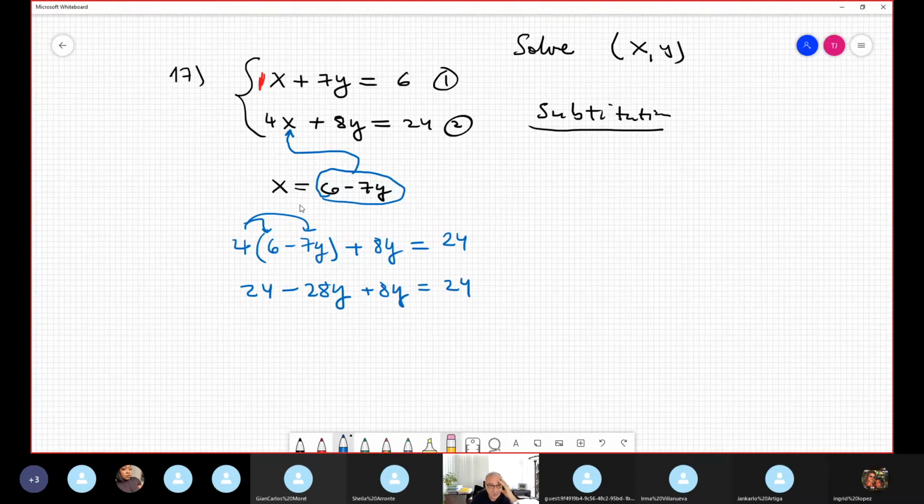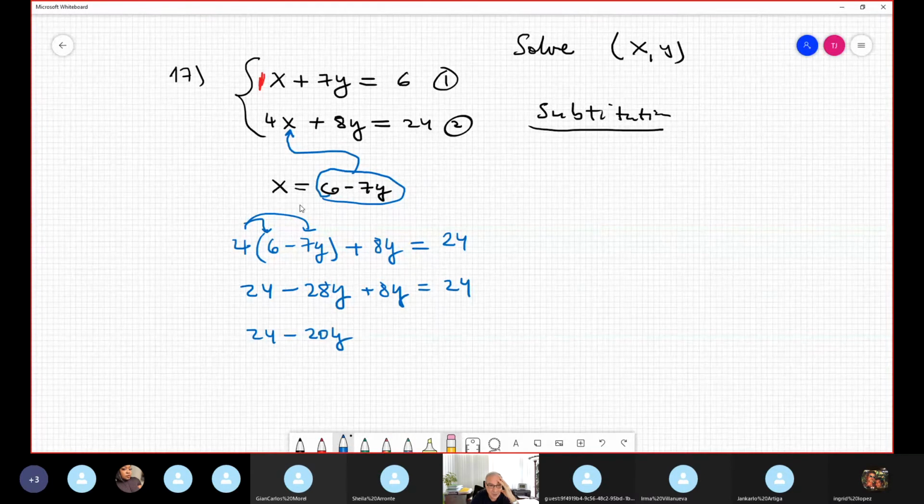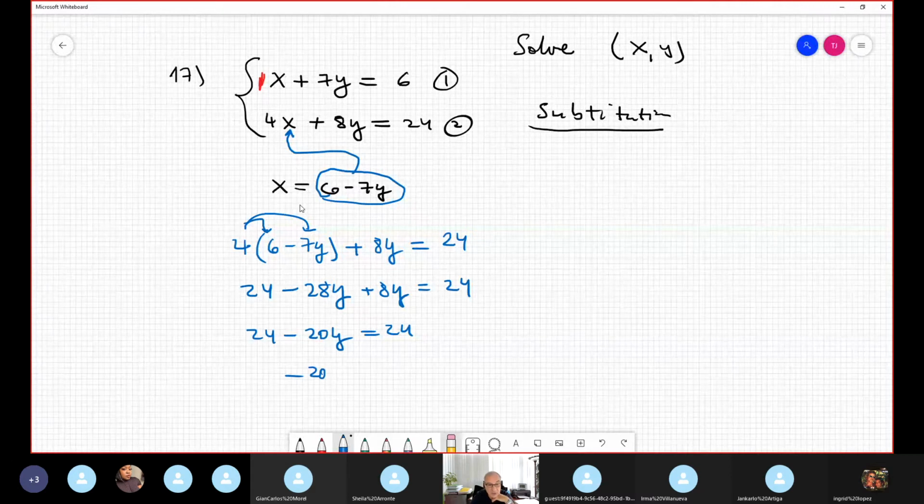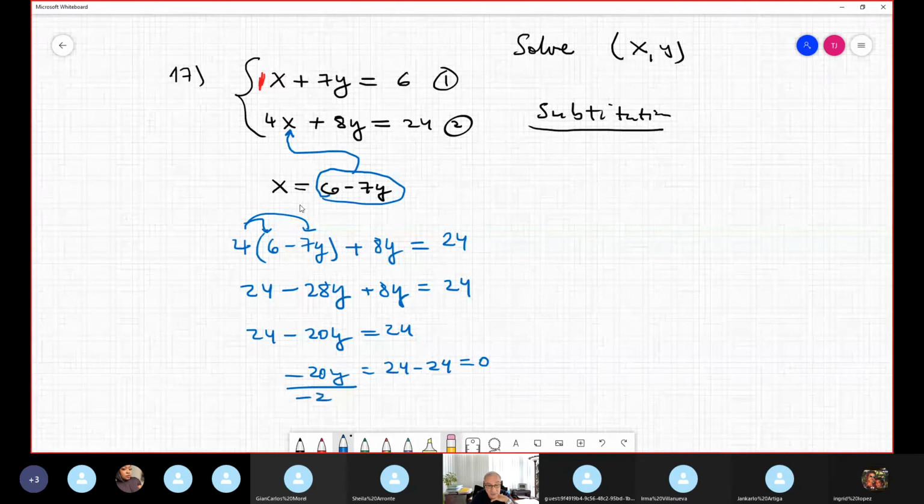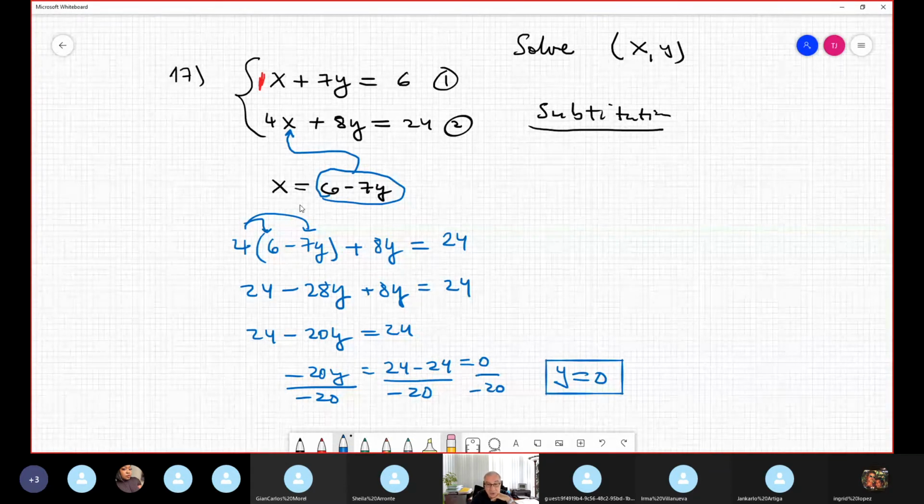Okay, we combine like terms. 24 minus 20y equals 24. Wow, what is that? Well, minus 20y is equal to 24 minus 24, which is 0. And divided by minus 20, it doesn't matter, it's obvious it's 0. Why is it 0? See, y is 0. I need to find the x value, so use substitution here.